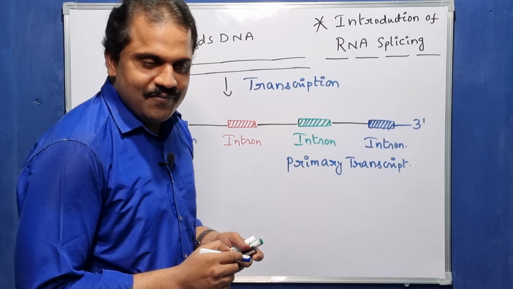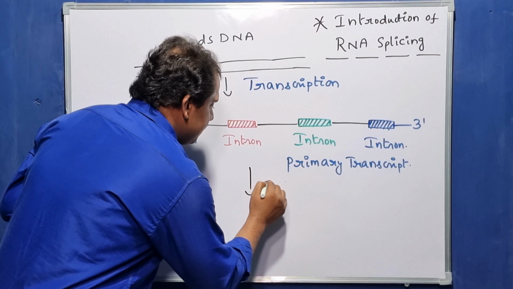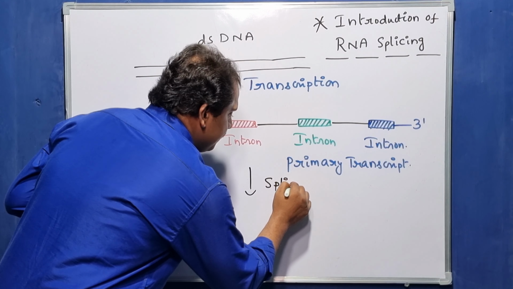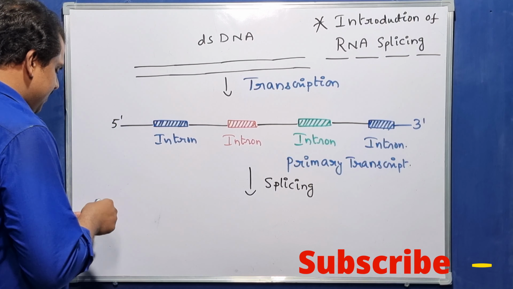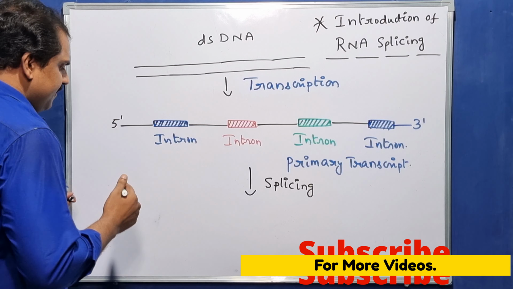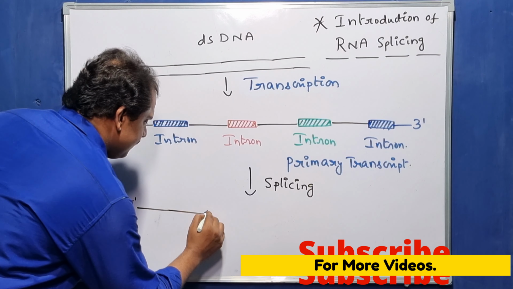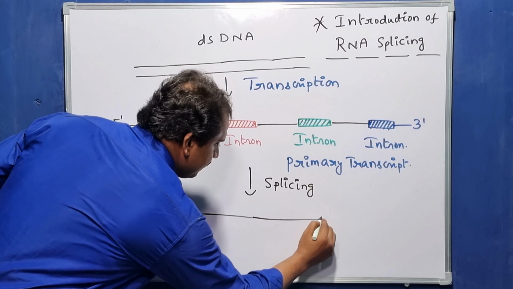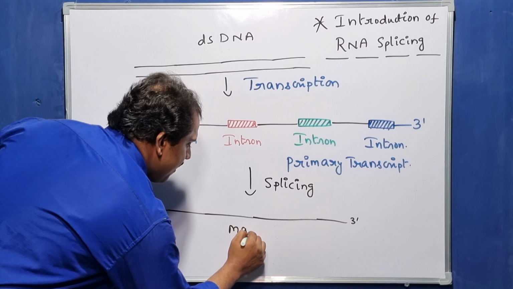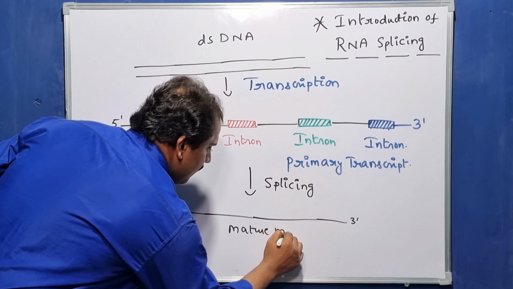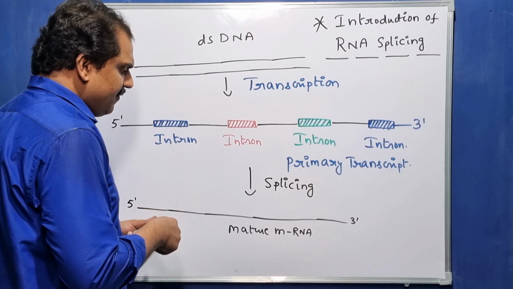Is it clear? So let me write it here. Splicing. Here there are only the coding sequences, or the exons. This is the mature mRNA, or intron-free mRNA.